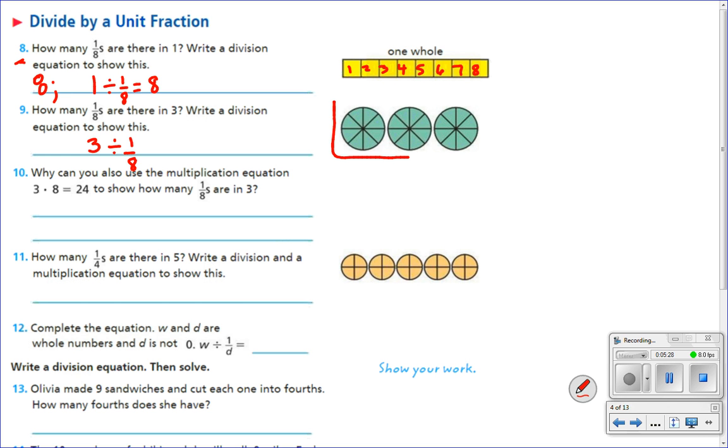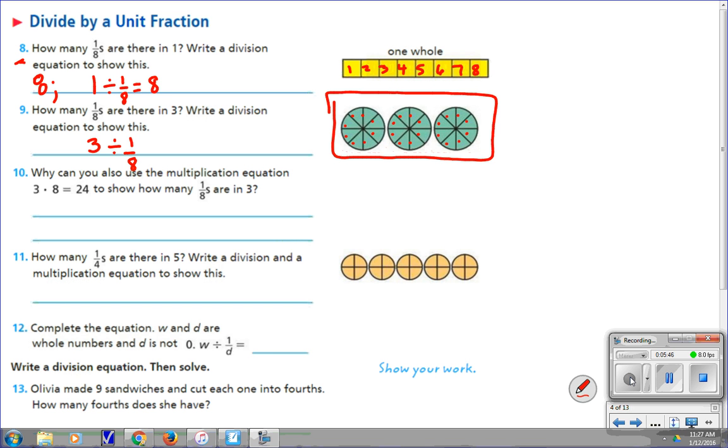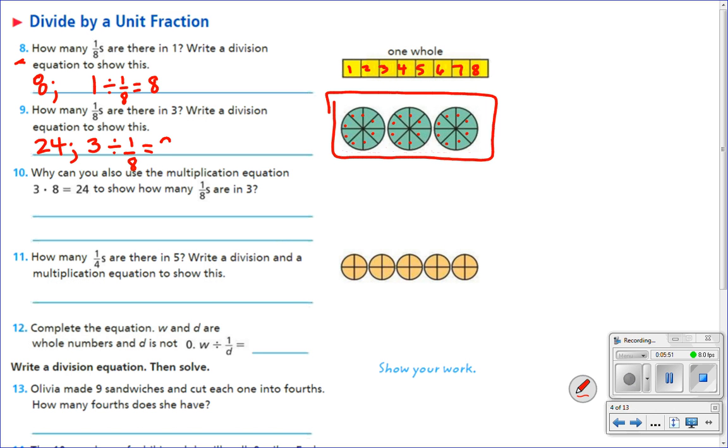Here you have 3 objects. Each one of these objects is divided into eighths. How many eighths are there across here? Count them if you need to. Hopefully you counted my dots and you got the answer. Why can you also use the multiplication equation 3 times 8 to show how many eighths are in 3? Why do you think that is? Well, let me help you.